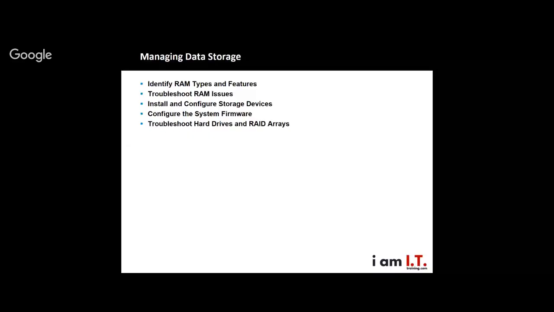All right, so the first thing we're going to work on is identifying different kinds of RAM and the features of them, the different kinds per se. And then we're going to look at how to troubleshoot it if we come across any issues. We need to make sure we can install and configure and manage any of our storage devices, whether they are long-term or short-term storage. And of course, that comes with firmware because it's something that we're plugging in. And the last part that we'll talk about in this section is RAID.